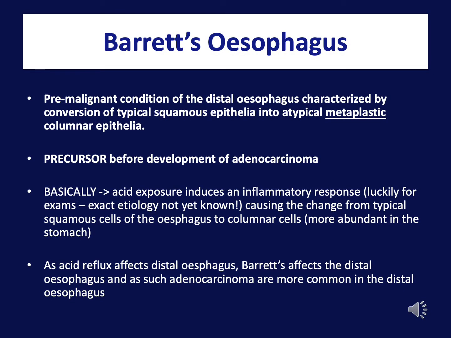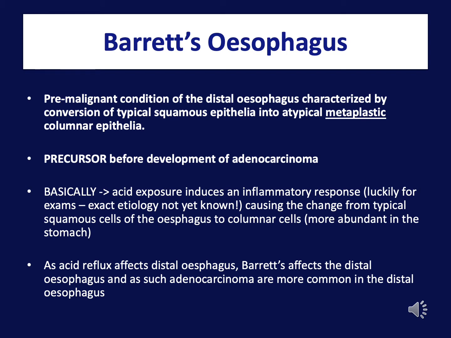Before we can learn more about adenocarcinoma, we need to learn about Barrett's esophagus. Barrett's esophagus, also known as Barrett's metaplasia, is a pre-malignant condition of the distal esophagus characterized by conversion of typical squamous epithelia into atypical metaplastic columnar epithelia. So if you whip this definition out in an exam, the examiner is going to be like, whoa, this fella knows what he's talking about.